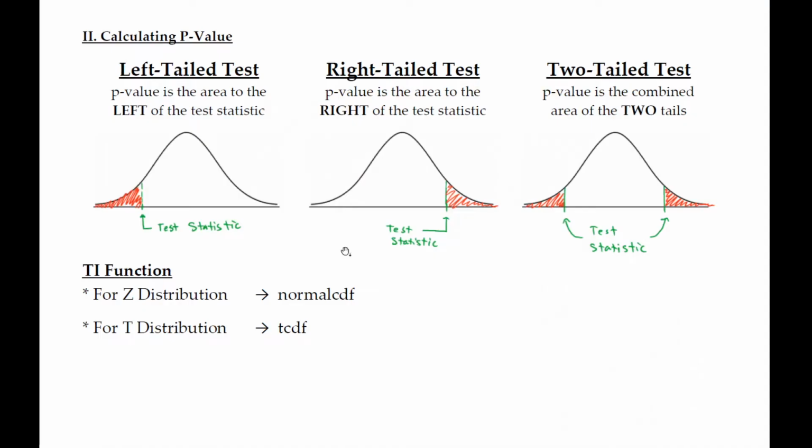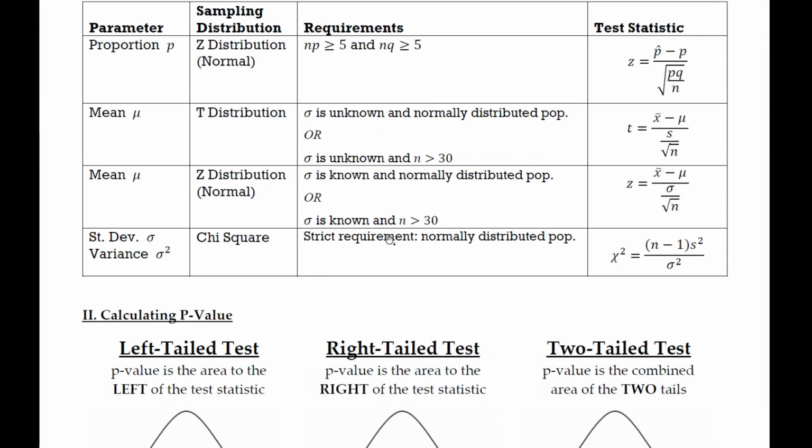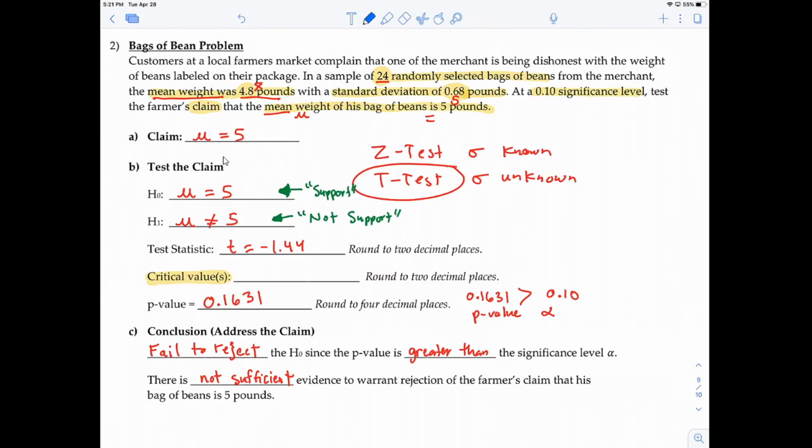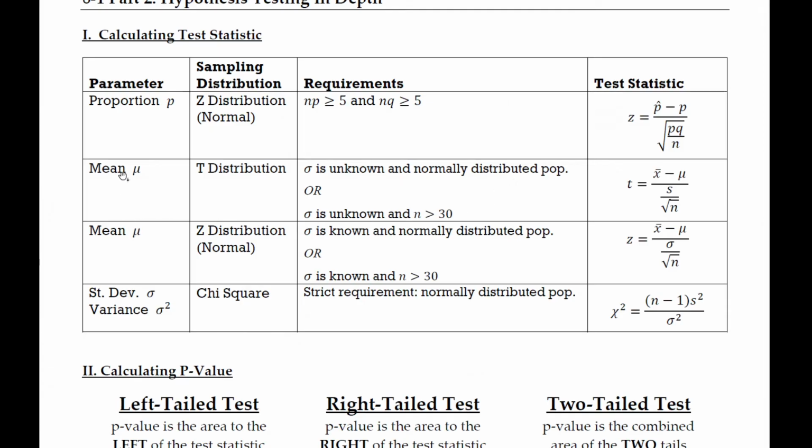So using the formulas, we're dealing with a mean, right? Just to recall this problem, we were looking at the mean. The claim involves a mean, and it was a t distribution because sigma was unknown. So for a parameter involving a mean for a t distribution, because sigma is unknown, we're going to use this formula: t equals x bar minus mu divided by s divided by square root of n. Right? So I'll go ahead and input this.